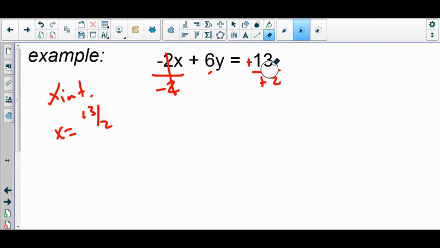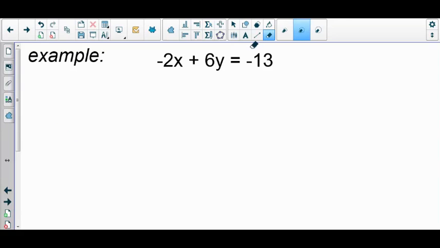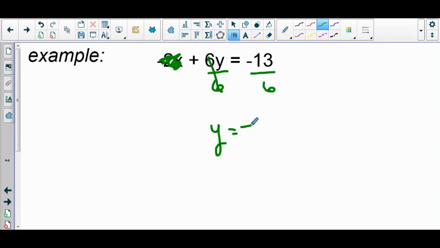All right. Now we're going to do the y-intercept. And again, you can go ahead and pause it if you want to work on that one while I'm erasing here. Okay. So the y-intercept, I would get rid of the x, because I'm turning the x into 0, right? So I've got 6y equals negative 13. Divide 6 out of both sides. And I end up with y is equal to negative 13/6 at the y-intercept. And that's really all there is to it.